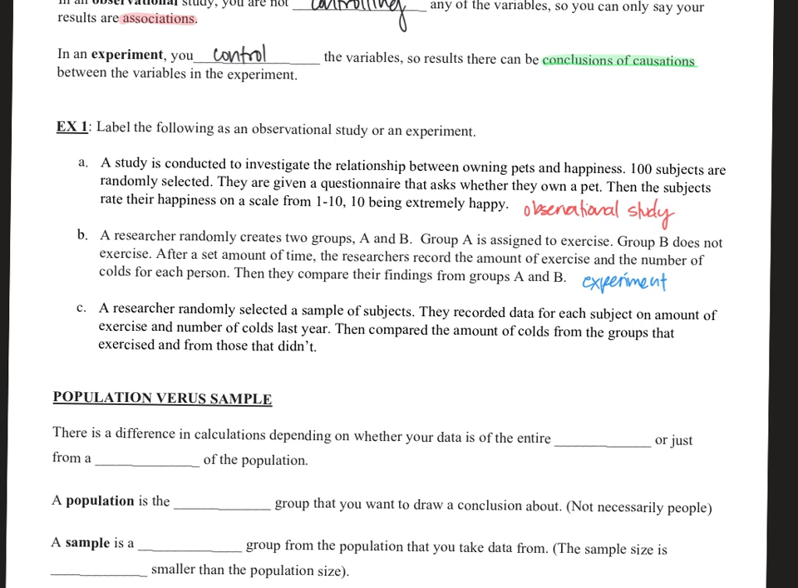Alright, C. A researcher randomly selects a sample of subjects. They record data for each subject on the amount of exercise and colds for last year. Then compare the amount of colds from the groups that exercised and from those that didn't. Alright, so this one sounds a lot similar to B, except here they aren't actually asking them to exercise or not. They're just seeing if they did or they didn't. They're not controlling anything, they're just observing. This one is once again an observational study.